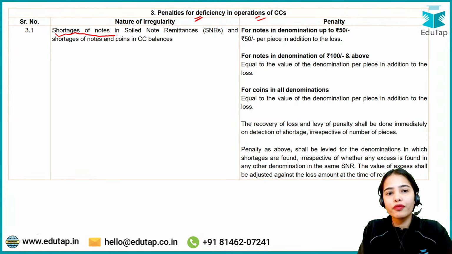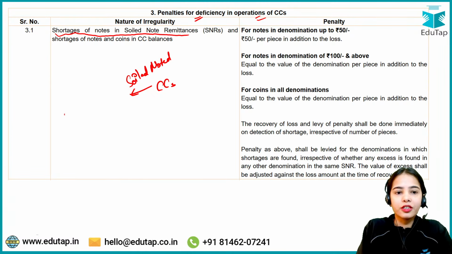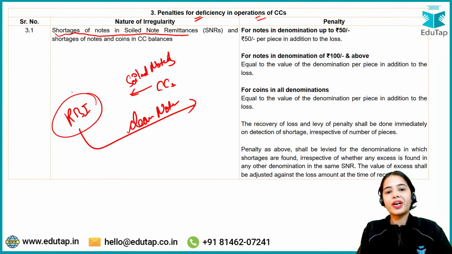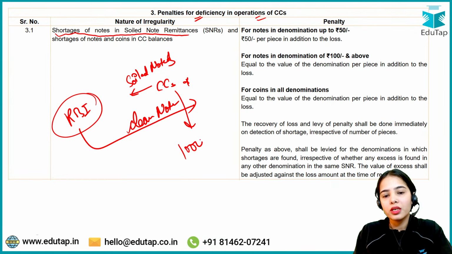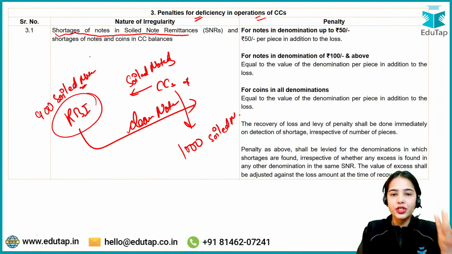Basically, there may be shortages of notes in soiled note remittances. The currency chest sends the soiled notes to the Reserve Bank of India, so that the Reserve Bank can provide clean notes against these soiled notes. Now it has been found that the currency chest informed there were 1,000 soiled notes, but the RBI found that there are only 900 soiled notes, or the denomination is different basically.